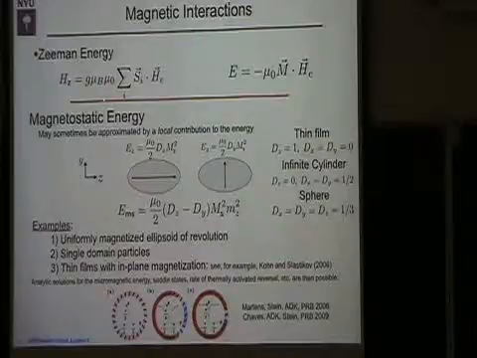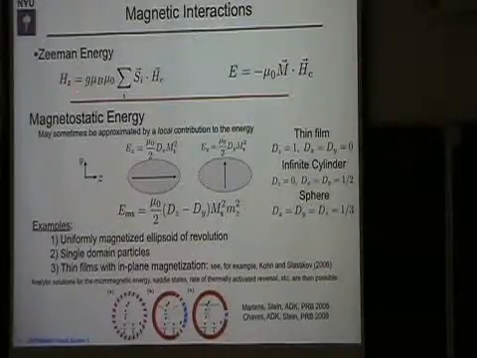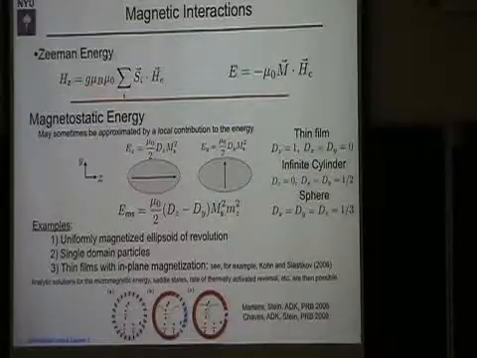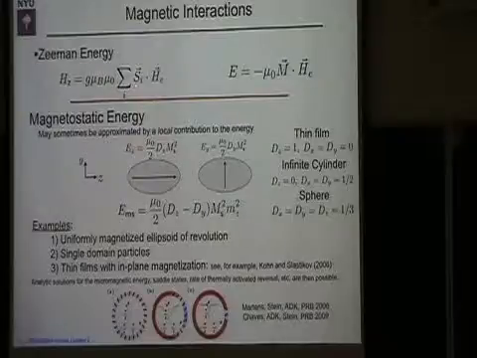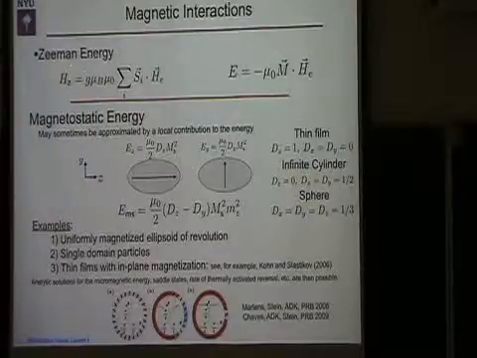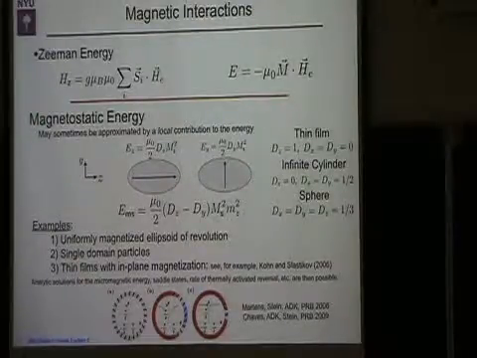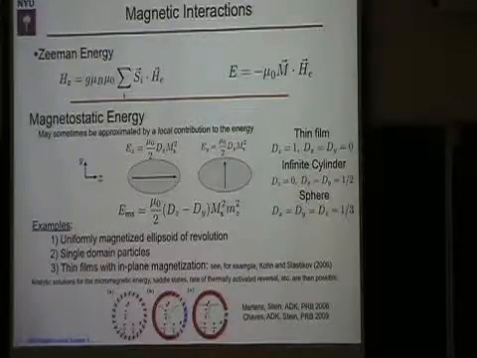Okay. And finally, you have the Zeeman interaction. So you can apply a magnetic field and give a preferred direction to the spins, which would be along the field direction, or a magnetization aligned with the field direction. So these are the things that we have to work with when we're dealing with magnetic materials, this competition between these various energies.